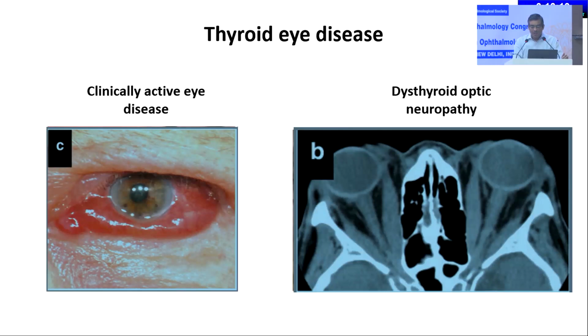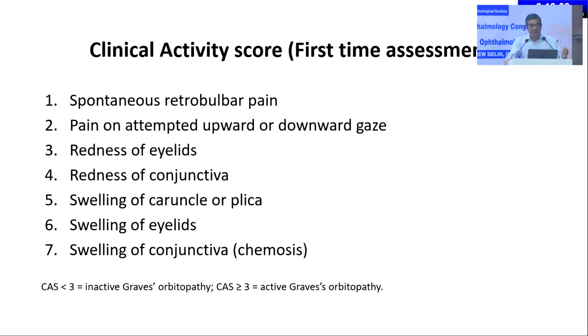The two other presentations I just mentioned, subluxation and exposure keratitis, are purely an ophthalmologist's zone from the treatment management point of view. So at a first-time assessment, these are the points we go through: whether the patient has pain, either spontaneous or gaze evoked, or redness of eyelids or conjunctiva, or swelling of caruncle, plica, eyelids, and conjunctiva.